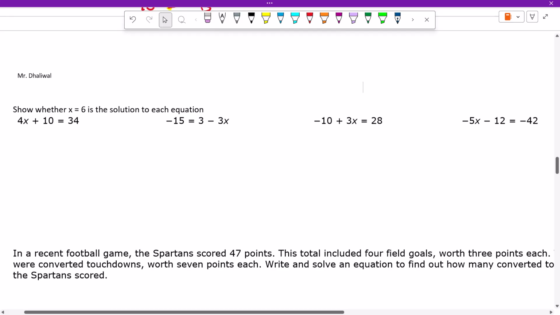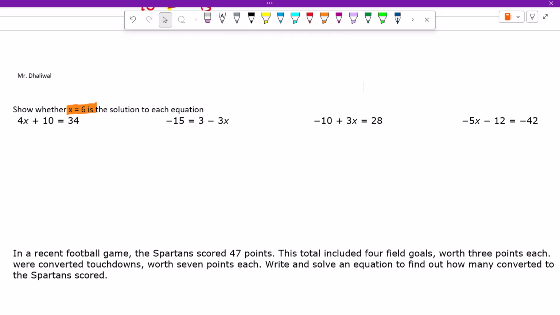Okay, so 2 ways to handle the next question. It says, hey, which one of these questions has an answer of 6? That's what it's asking. So it has 4 equations there. It's asking which one of these has an answer of 6. So there's 2 ways we can do this.